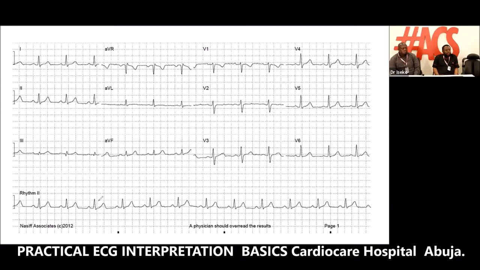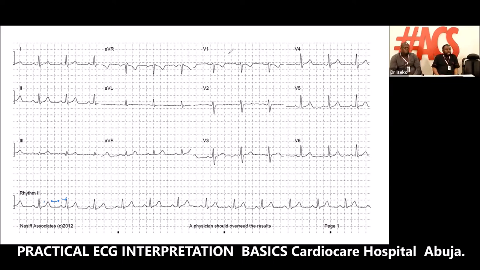What is the rate? Count the number of big boxes in between. How many are there? 1, 2, 3, 4. 300 divided by 4 is what? 75. So this is a normal sinus rhythm with a normal heart rate of 75. Yes, what next do we do? Axis. What is the axis here? What is lead one? Is it upright or upside down? Upright. AVF? Upright. What is this? Normal.